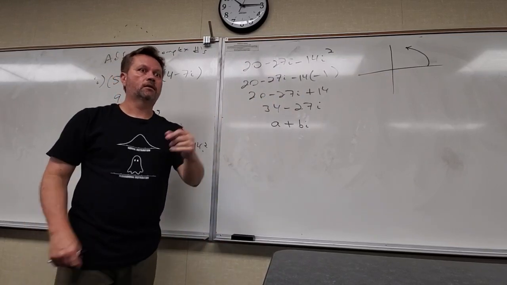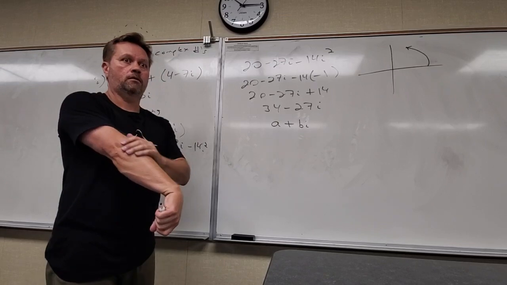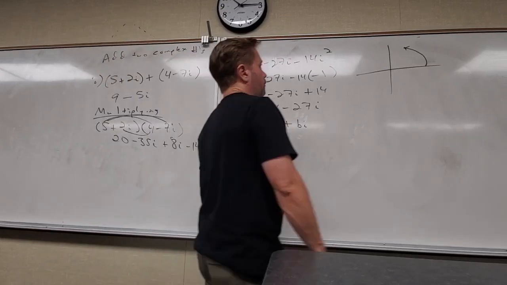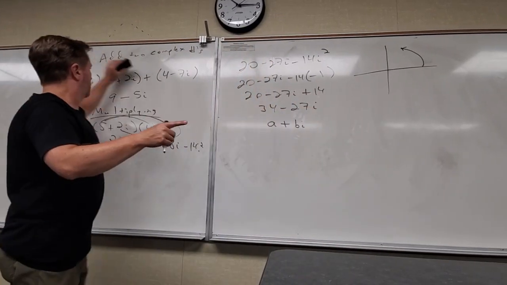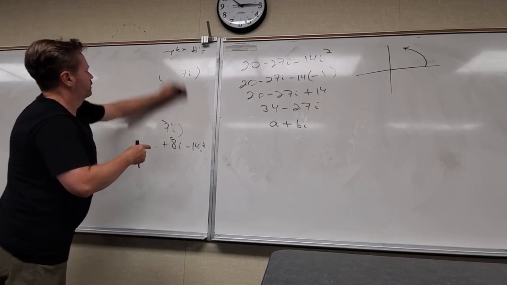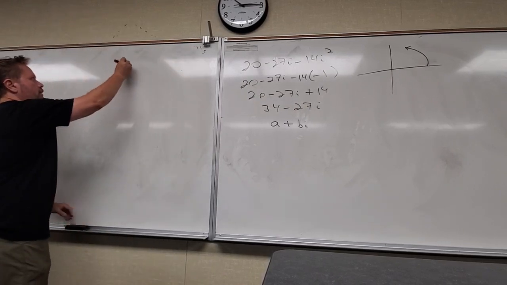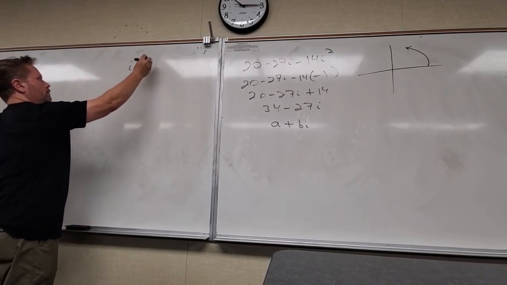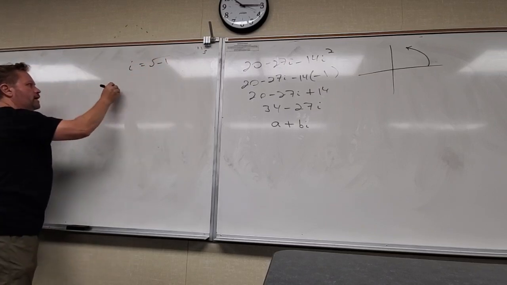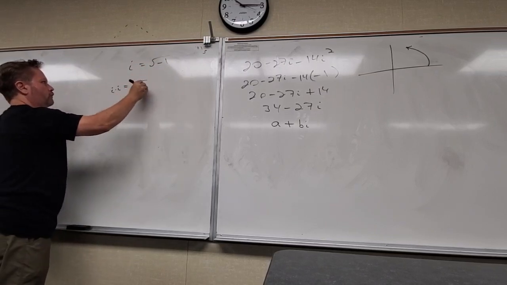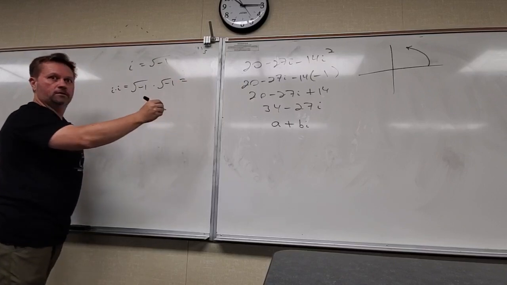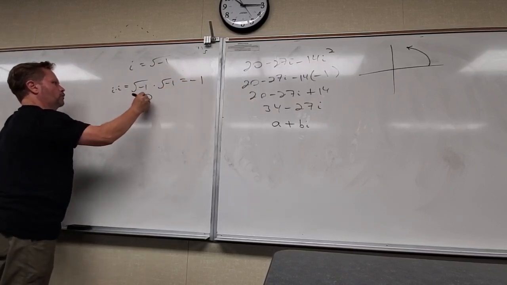Why does the i squared become -1? What is i again? What's the definition of i? So what is i times i? It's going to be the square root of -1 times the square root of -1, which is -1. So we know that i squared is -1.